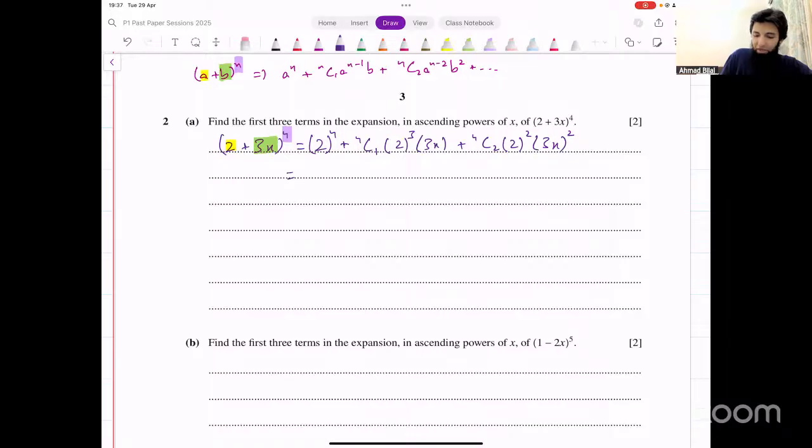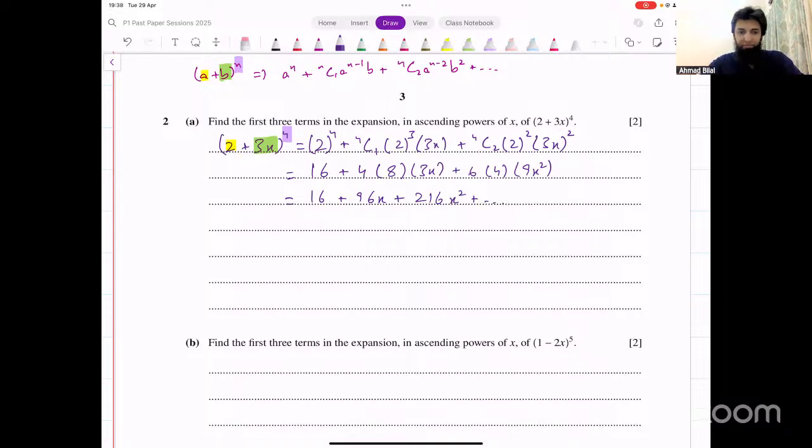We can stop here. 2 raised to power 4 is 16. 4C1 is 4. 2 cubed is 8 into 3x, plus 4C2, put that on your calculator, that will give you 6, 2 squared is 4, and then 3x whole squared, that is 9x squared. Now we can simplify this, and that gives us 16 plus 32 into 3, that will be 96x, plus 24 into 9, that will be 216x squared, and that's our expansion. That's what we were looking for. Any problems with this? Is this all right? Can somebody confirm this calculation at the end?